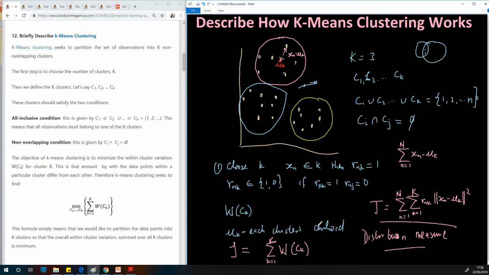And also remember these two conditions: the all-inclusive condition, and also the non-overlapping condition. Those are the two conditions for k-means clustering.